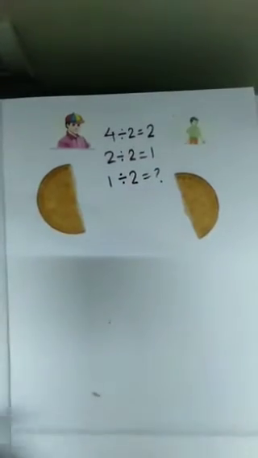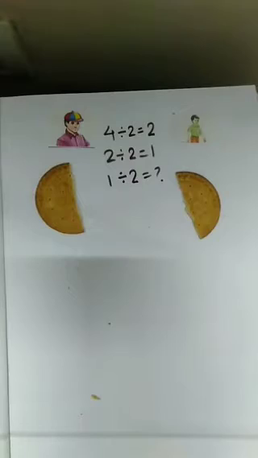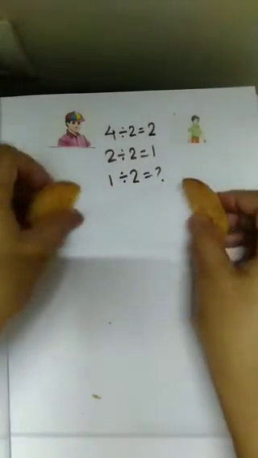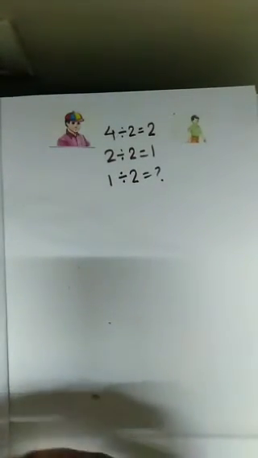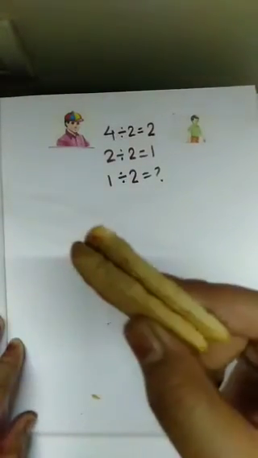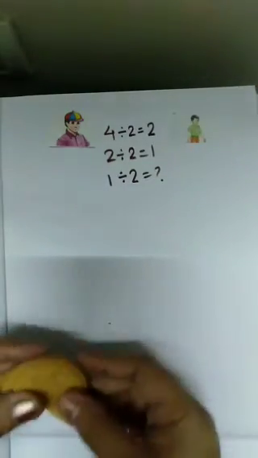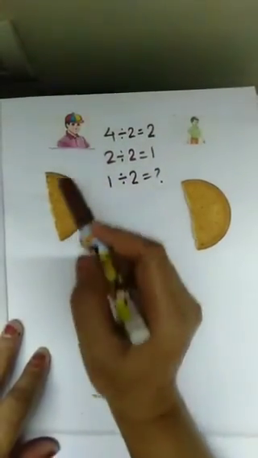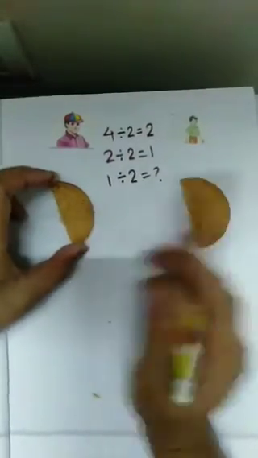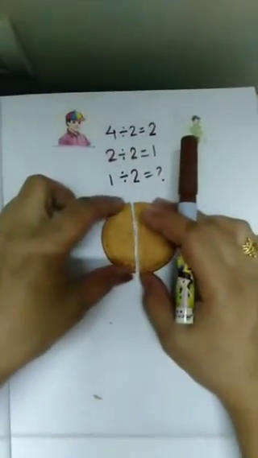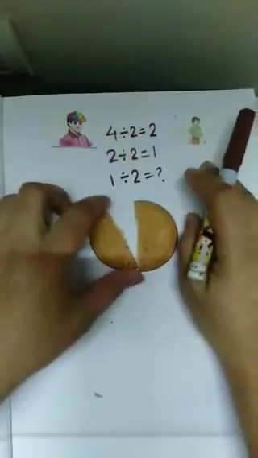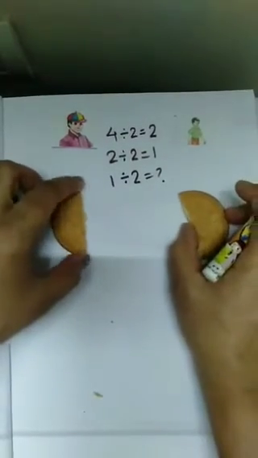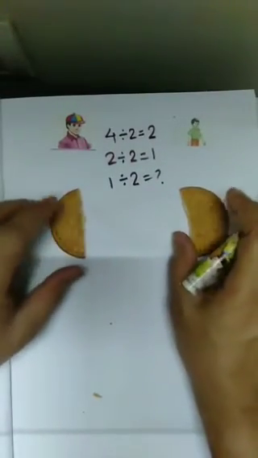What is that? And see here, I overlap this. This is exactly the same, correct? Which means 1 child gets 1 part of the biscuit and another child gets the other part of the biscuit, correct?